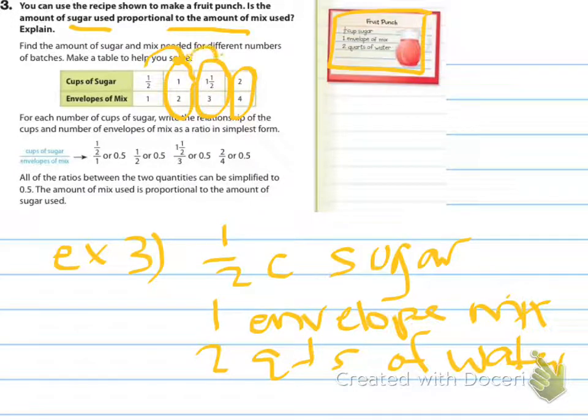We're increasing by 1/2 a cup of sugar, while we're increasing by 1 envelope of mix. So this is proportional, because listen, if I threw an extra cup of sugar in with 1 envelope, I'm going to have it way too sugary. So it's going to mess up the recipe. So with recipes, you have to stay proportional or you're going to mess up the recipe.